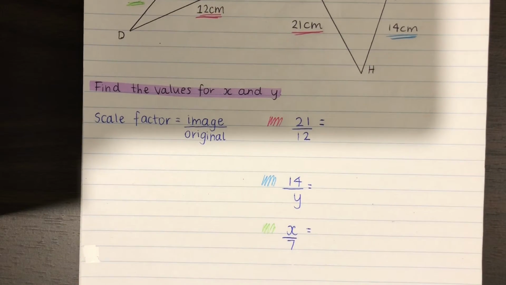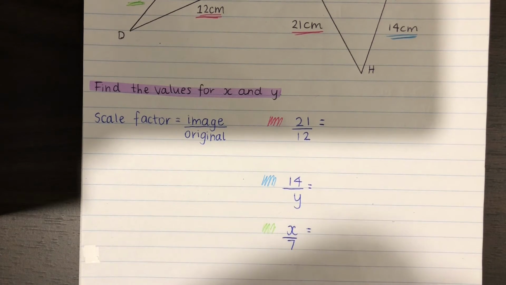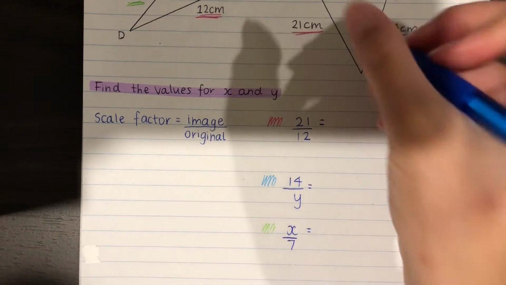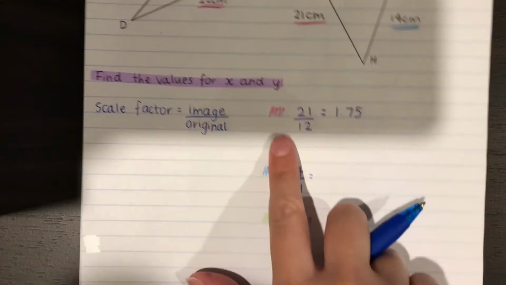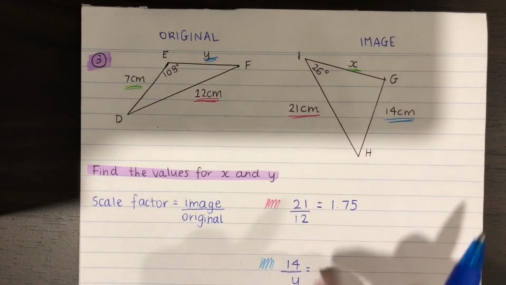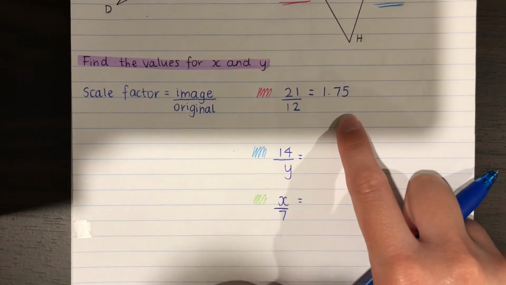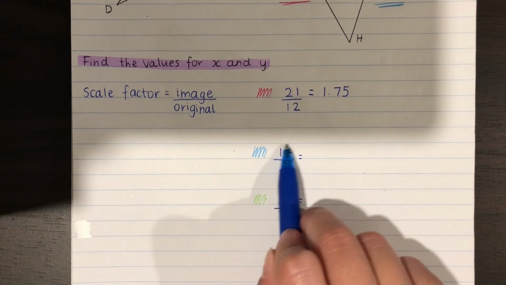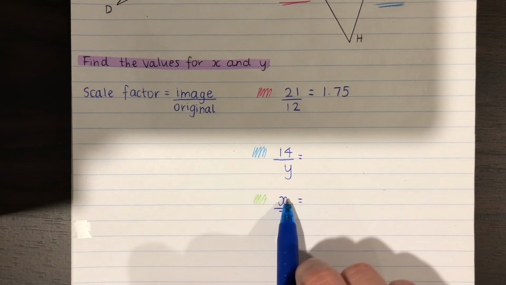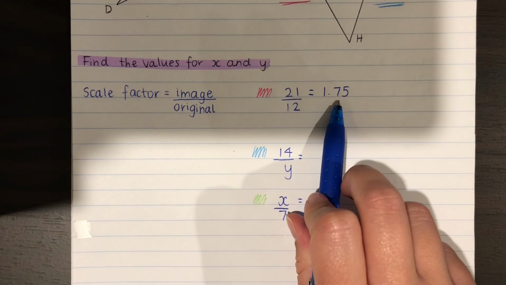Okay, so the only one that we actually have an answer for, because we have both values, is pink. And 21 divided by 12, if you put that in your calculator, you would get 1.75. Because we are assuming that both of these triangles are similar, all of these answers should equal 1.75. So the way you're going to find out what Y and X is by making sure that whatever this number is and whatever that number is, when it's divided with the 14 and the 7, it gives you this answer.